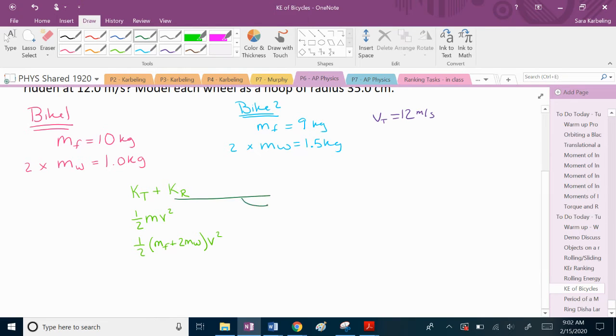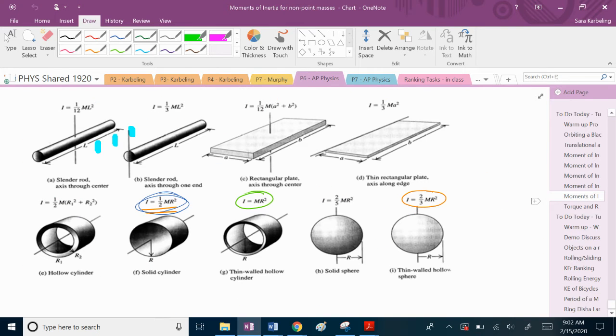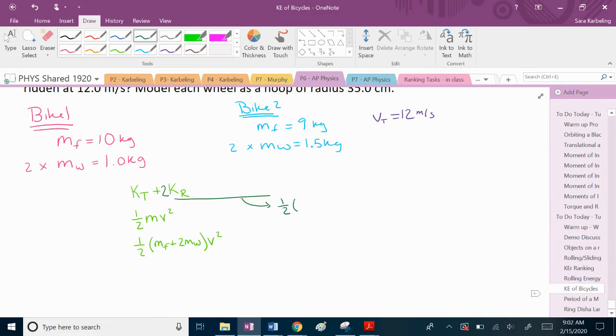Now we also have this rotational stuff. I'm going to do that over here. We know that there are going to be 2 of them, because we've got 2 wheels. And each of those wheels, when they're turning, has 1/2 I omega squared. We can look up the moment of inertia one more time to verify, but the thin-walled hollow cylinder is what a bike tire is. It's just mr squared. So we'll write that as mr squared in our equation.